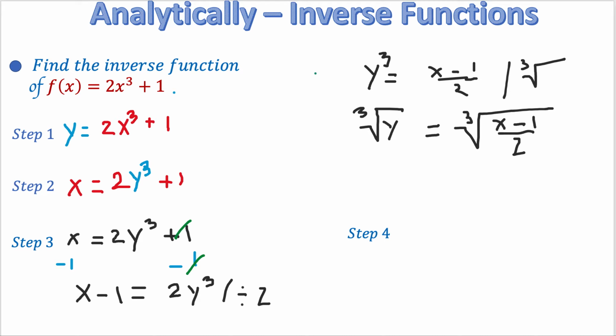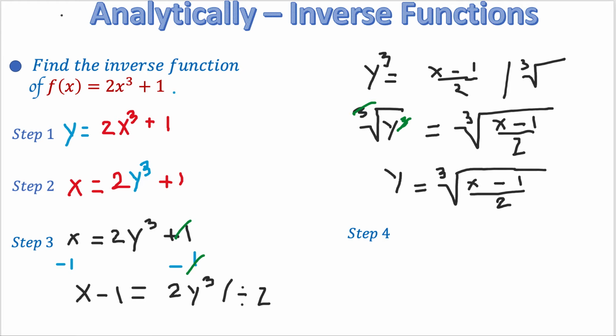And now, since I have here a cubic, since everything is cubic, this cubic with this cubic goes away. And what do I have now? y is equal with a cubic root of x minus 1 divided by 2.